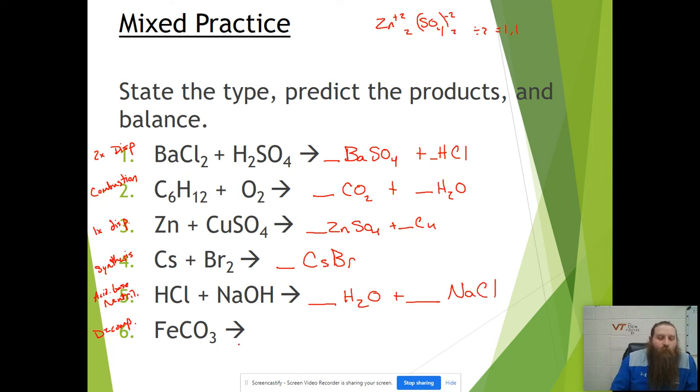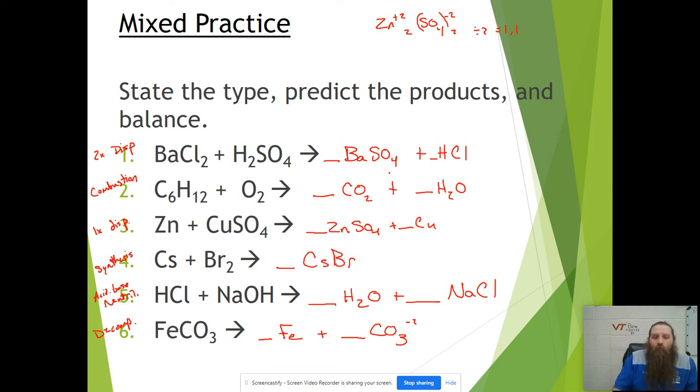Last one is decomp, so I can expect it's going to break into a metal and a nonmetal here. So I'm going to get iron by itself, and I'm going to get some carbonate. We'll just leave it at that for now. Okay, there we go. We can go through and balance these, right?